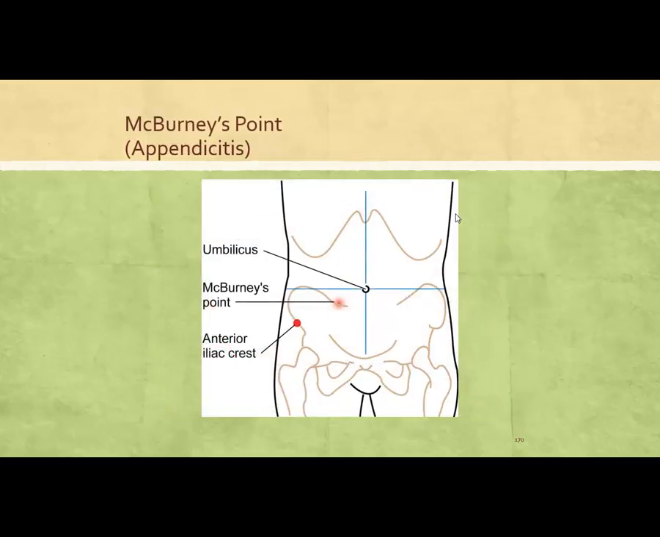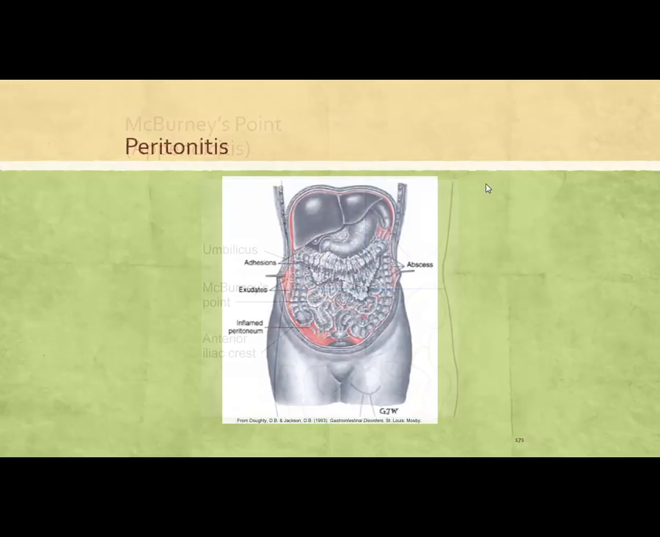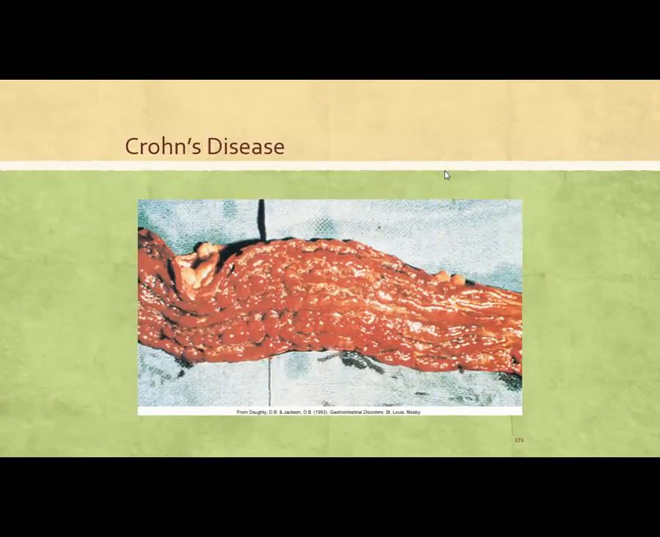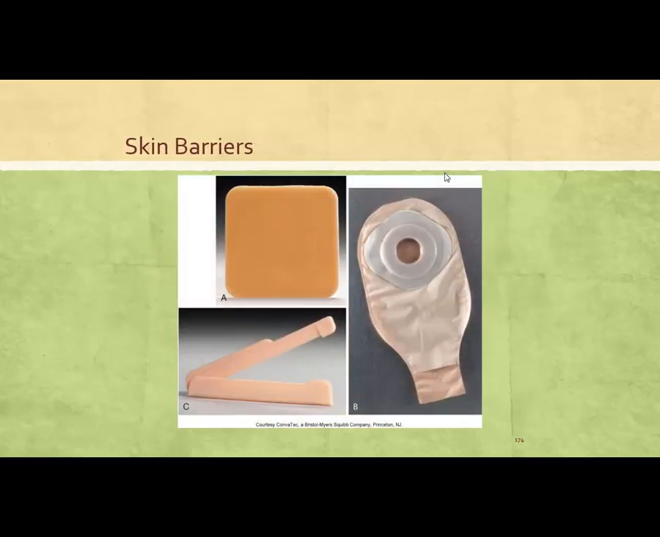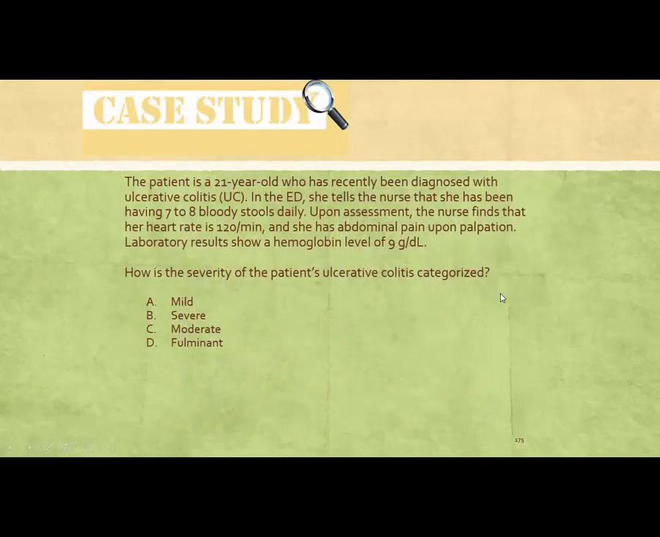This McBurney's point was discussed when I talked about appendicitis. This is a picture view of peritonitis, that severe inflammation of the peritoneum. And then this would be a picture of a colon with Crohn's disease, and another photo of a patient with ulcerative colitis. Refer to the chapter in your book that talks about colostomy and colostomy care, because these are all possibilities for the patient that has inflammatory bowel diseases.